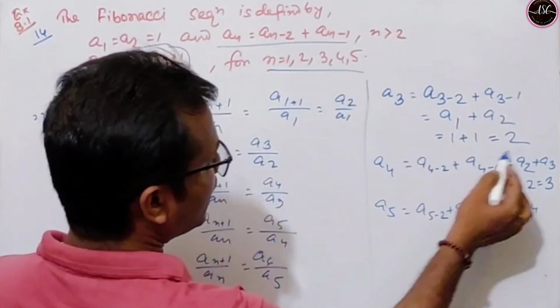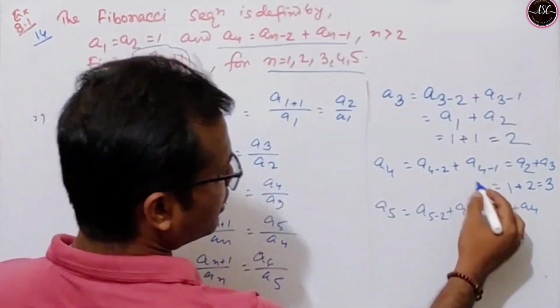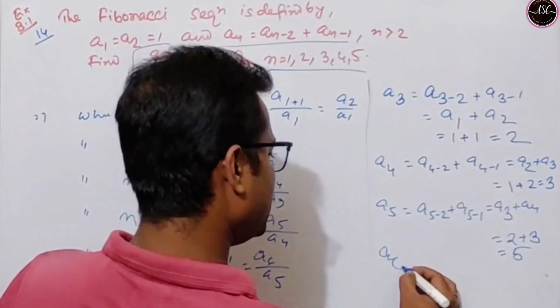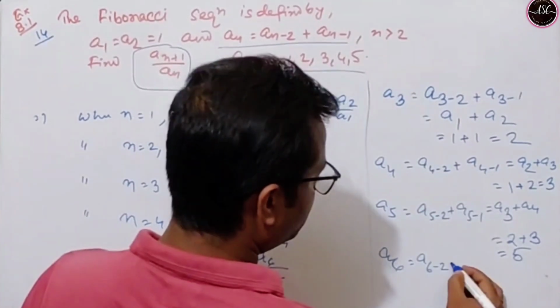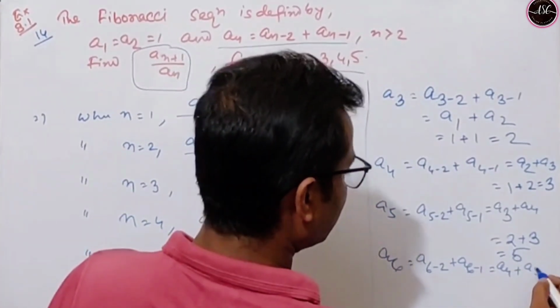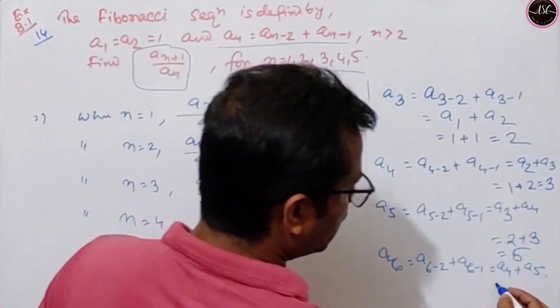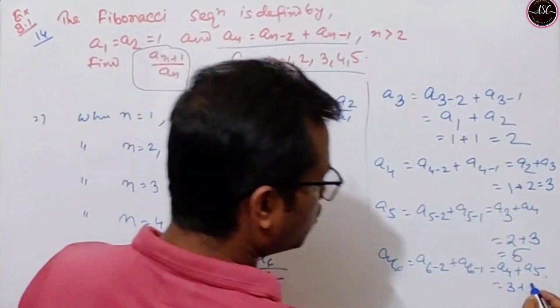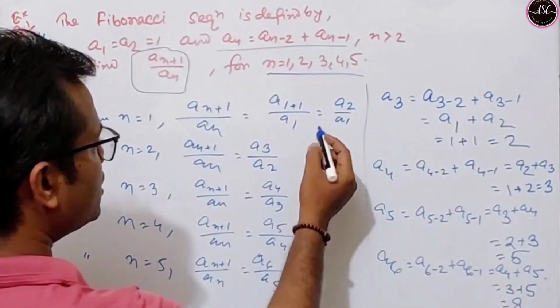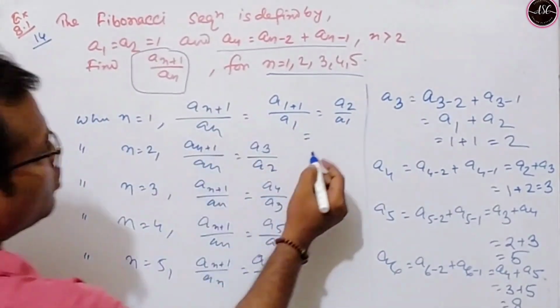We have just found A3 equal to 2 and the value of A4 equal to 3, that means 5, and A6 equal to A(6-2) plus A(6-1). So this will be A4 plus A5. A4 equal to, we have found 3 and A5 equal to 5. So that will be 8. So just put the values of this here. A2 equal to 1 and A1 equal to 1.